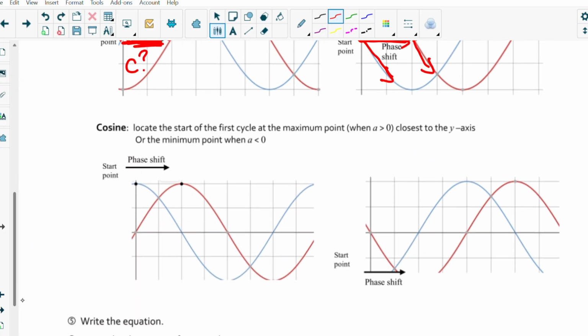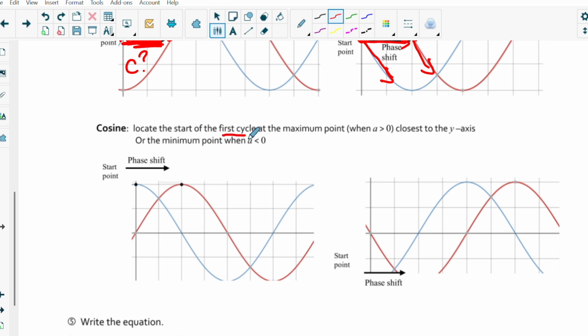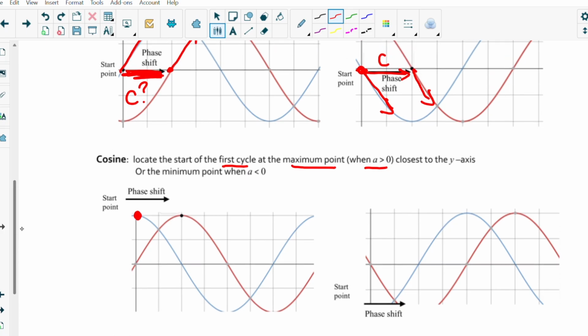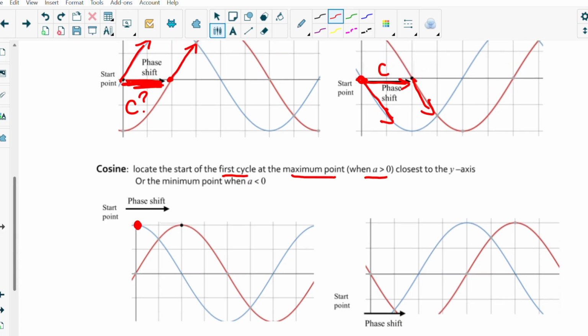For the cosine function, similar procedure. Locate the start of the first cycle at the maximum point where A is greater than 0, so closest to the y-axis, or the minimum point when A is less than 0. So phase shift. Here's the classic cosine graph. Starts where A equals 1, goes down. Look for that corresponding point on the transformed graph, and then read that phase shift.